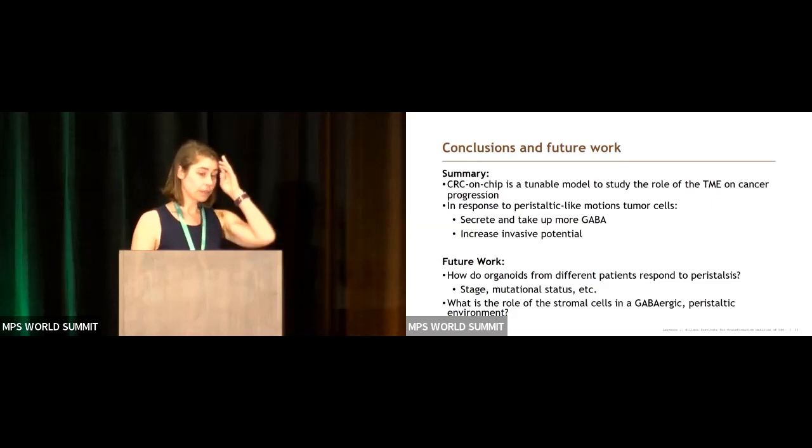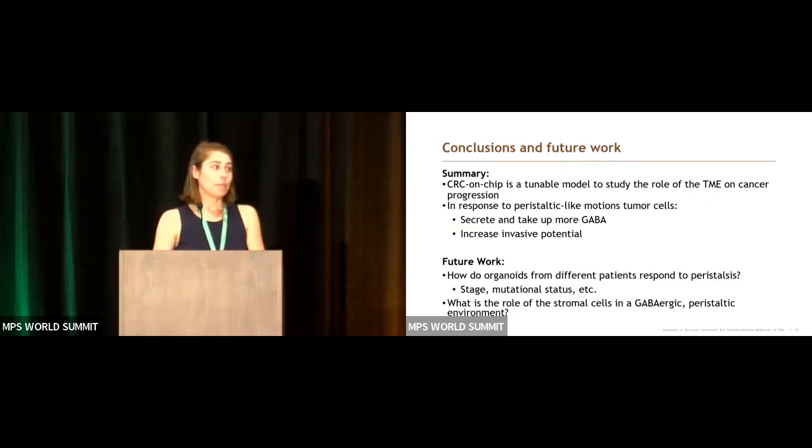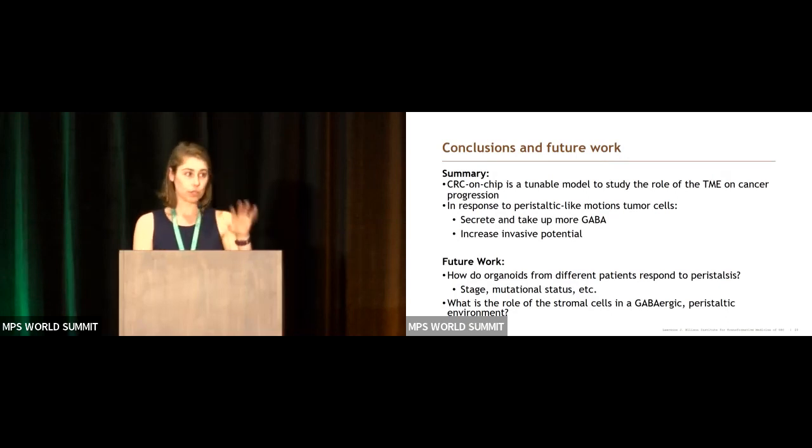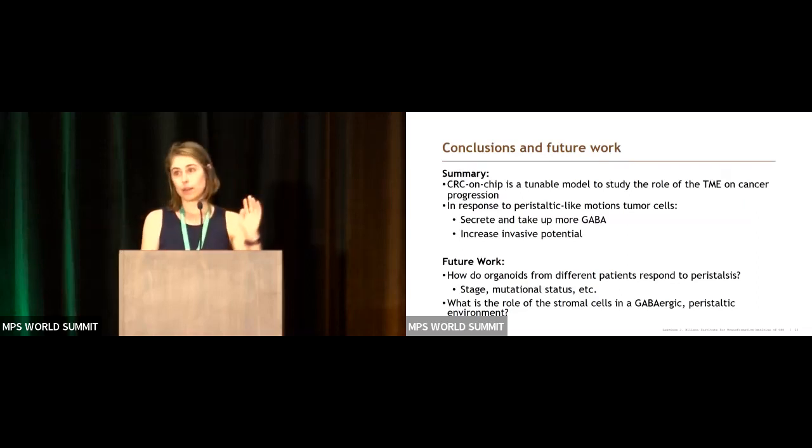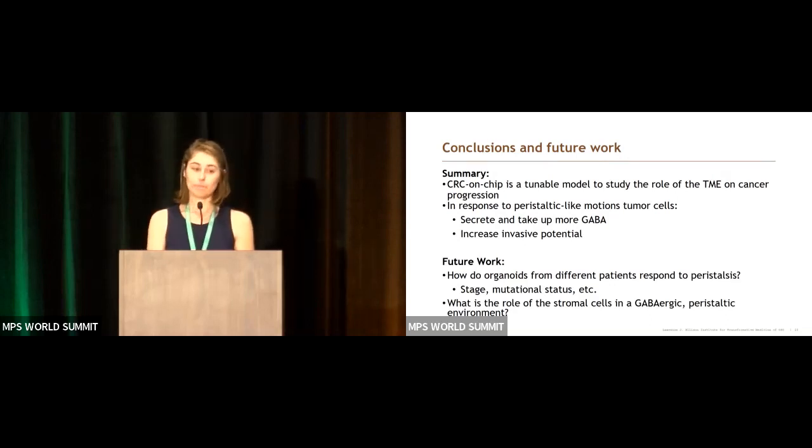And the future work that we're looking at here is really, hopefully all patients have peristalsis. And so what does that actually mean in terms of how we treat these patients? And so we're starting to think about using these patient-derived organoids from different patients across the different colorectal cancer stages, across different mutational statuses as well, and trying to understand if all of those organoids respond the same way to these mechanical motions. And then as well, of course, we're also interested in how all of the other stromal cells, immune cells, fibroblasts as well, how do they respond in a GABAergic environment?